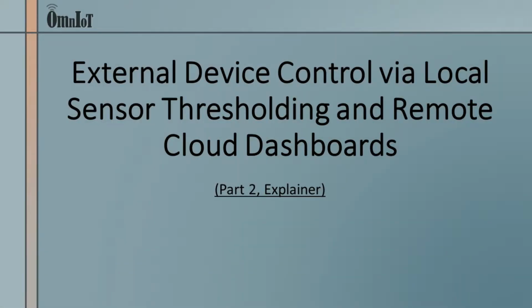Hello. This video acts as a high-level explainer to our Part 1 External Device Control example video. This video is not going to be a deep dive into the configuration process, as that is covered in detail in several other videos on the OmnIoT Videos YouTube channel. But we will take a brief look at the complete rule set and all the objects that were required to implement our example scenario. If you don't have a basic understanding of how the SoftHub works, you may want to check out some of our introductory videos before proceeding.